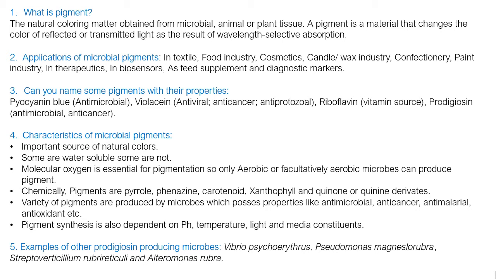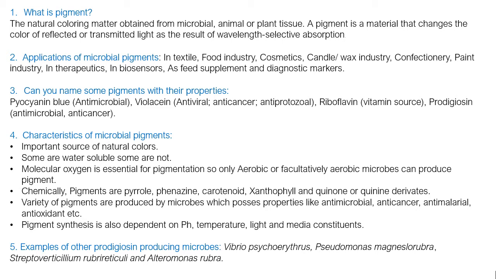Then molecular oxygen is essential for pigmentation, so only aerobic or facultatively aerobic microbes can produce pigments. Chemically, pigments are pyrrole, phenazine, carotenoid, xanthophyll, and quinone derivatives. Variety of pigments are produced by microbes which possess properties like antimicrobial, anti-cancer, anti-malarial, antioxidant, etc. So pigment synthesis is also dependent on pH, temperature, light and media constituents. Okay, so these are some characteristics of microbial pigment. You can name at least 4 of these.